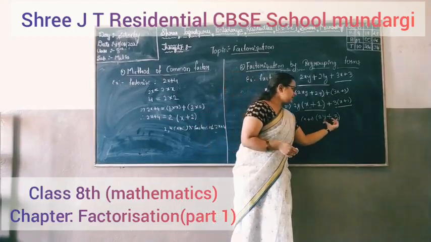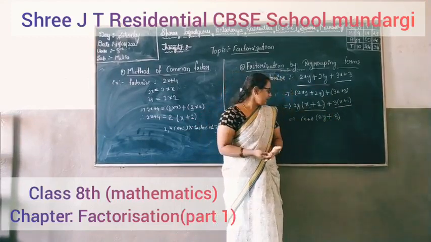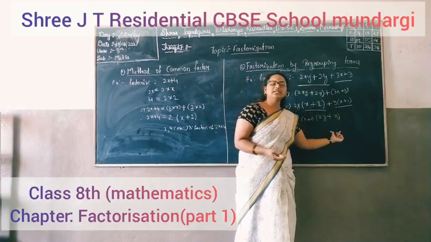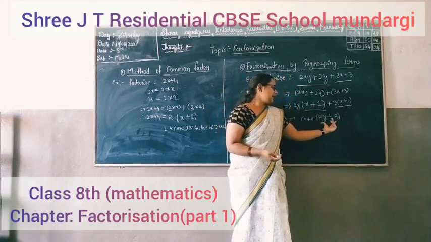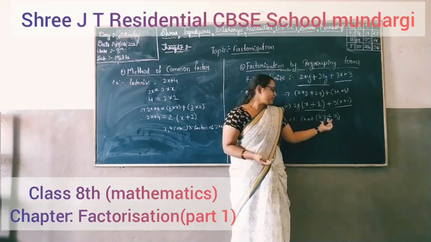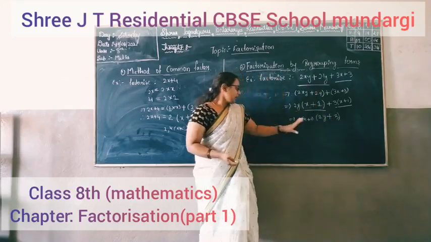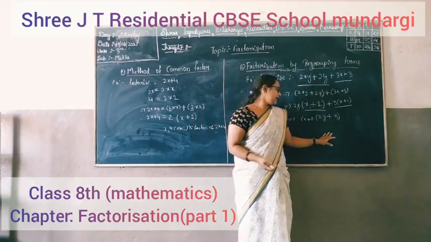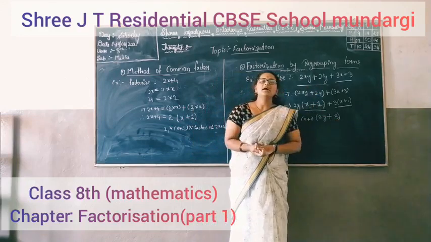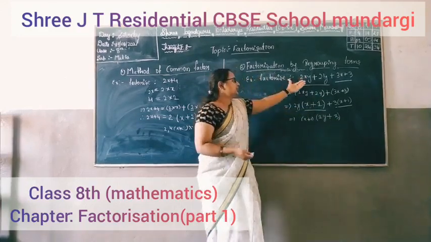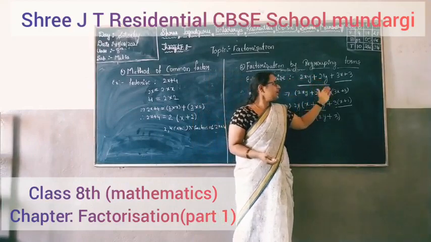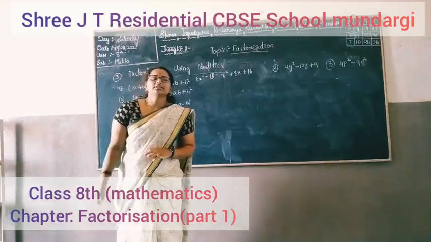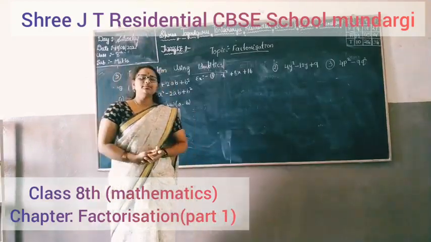Okay. So x plus 1 I will take common. Remaining is 2y plus 3. So I will take it in a group. Okay, so in this example, x plus 1 and 2y plus 3 are the factors of 2xy plus 2y plus 3x plus 3.